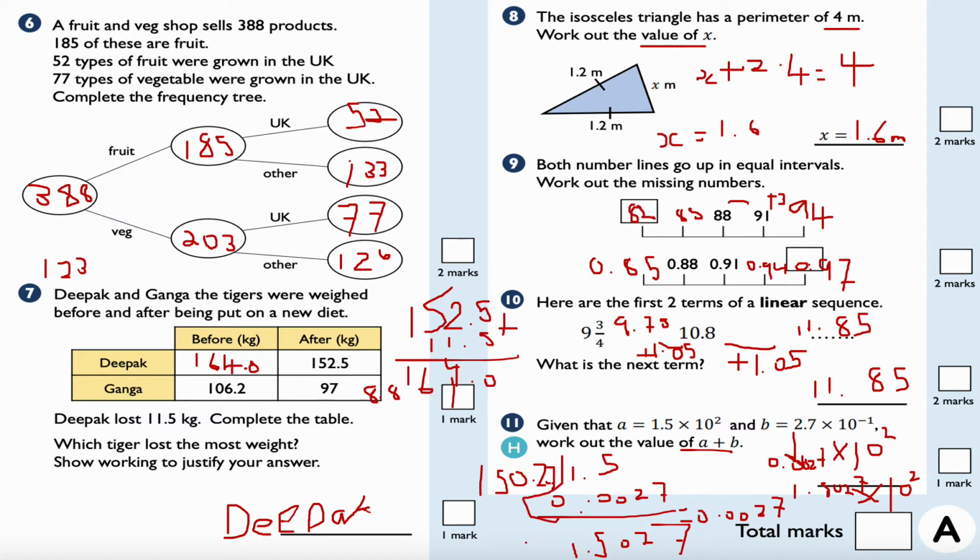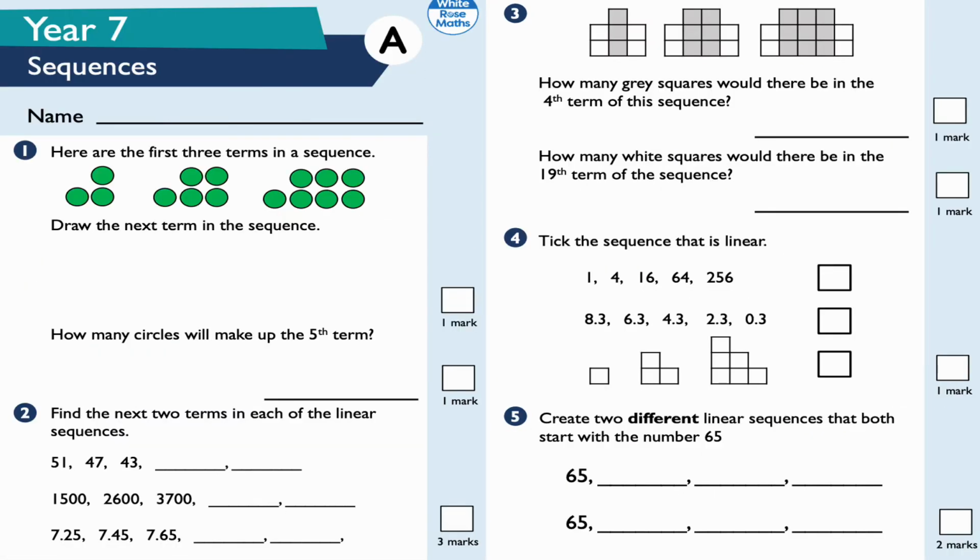Okay, so this is like a separate bit here, guys. So the final answer, it says work out the value, so it's 150.27. This is year 7 sequences, guys. We're going to start with question number 1.